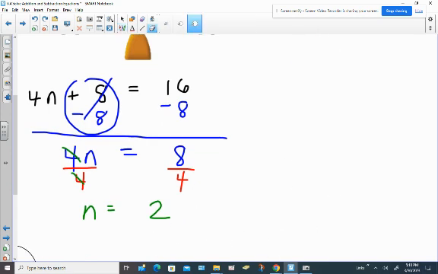Now again, how would we show a check for this? We would go back and write the original equation, which we recall is 4n plus 8 equals 16.